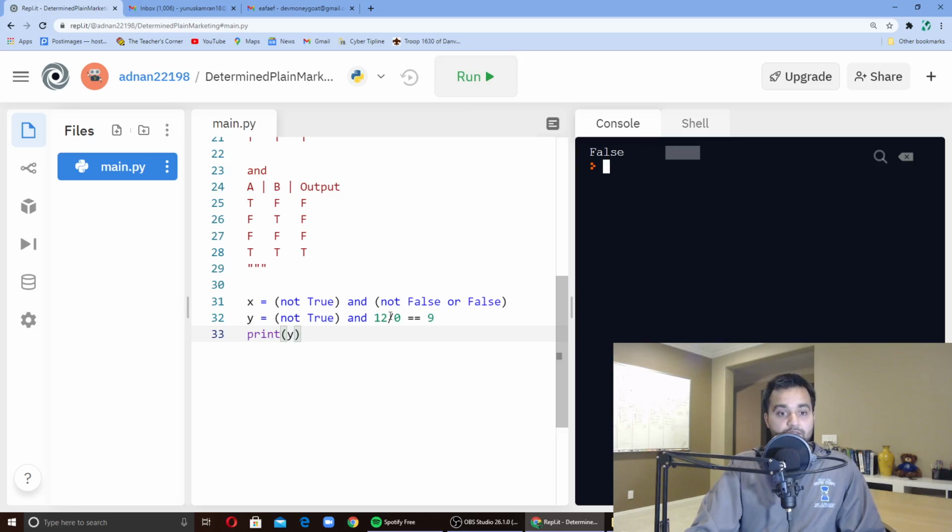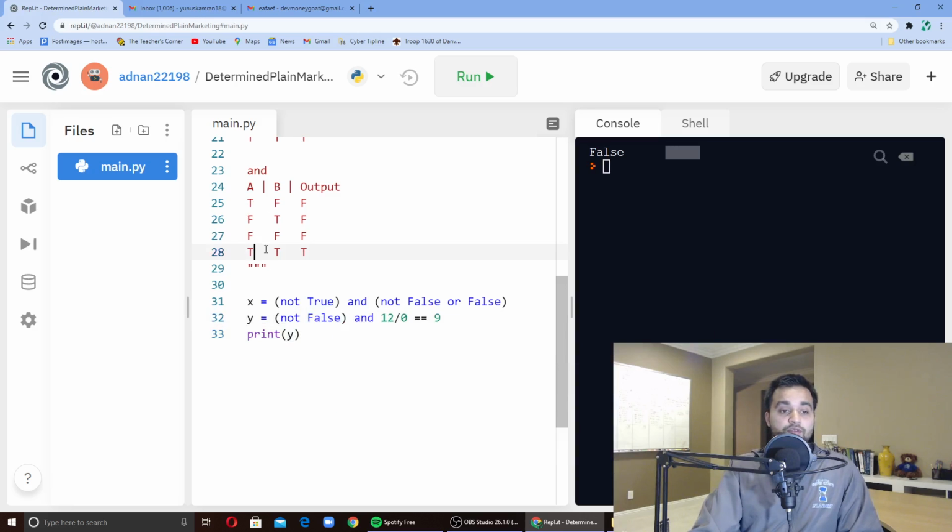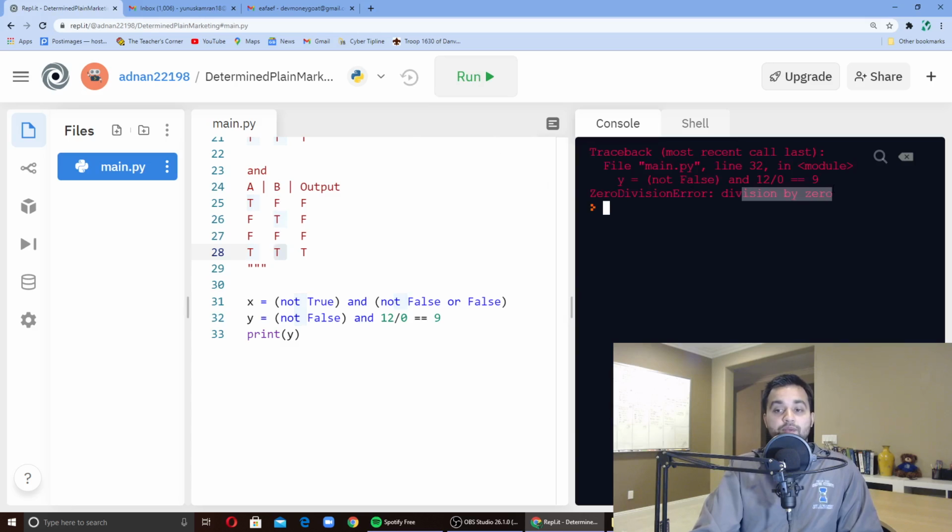Notice how it didn't crash, because the left side alone was good enough. Now, let's say this had been not false. Well, then it would be this scenario: true and true, and then it would be conditional on what B is. So now if I run it, I'm going to get a division by 0 error, because this is going to be true, and it'll be conditional on this, but I can't even evaluate this because you can't divide by 0. So this is just a representation of what short circuit evaluation is.